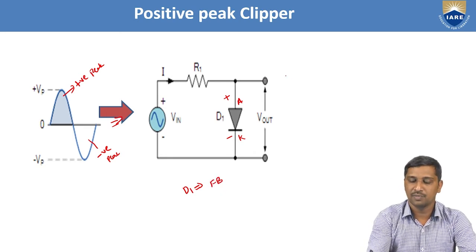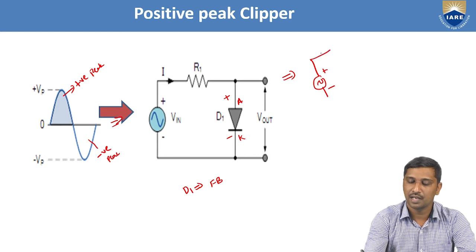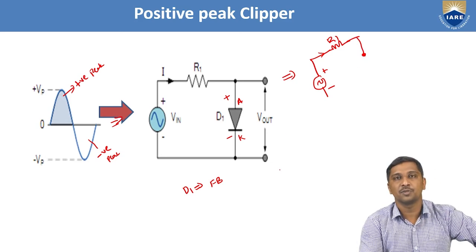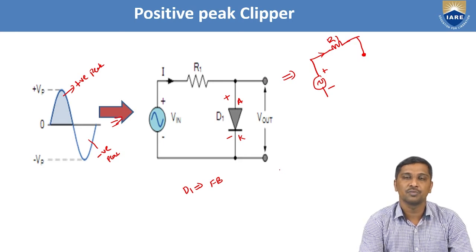If the D1 is forward biased, now what is the equivalent circuit? Now this is your given input signal, plus and minus, and let's say this is R1. We know that when the diode is forward biased, it is replaced with a short circuit under the ideal condition. And if the diode is forward biased under the practical condition, it is replaced with a short circuit along with the cut-in voltage.